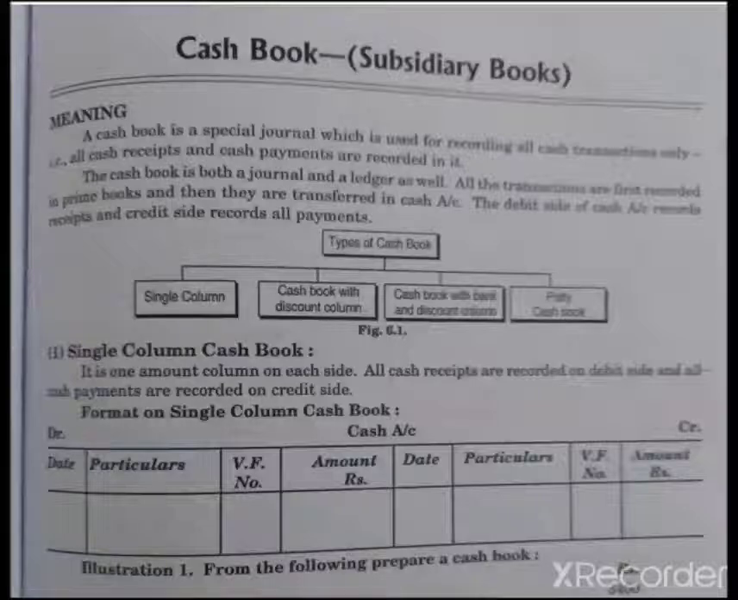So cash book means what? Cash book is a special kind of journal in which all the cash transactions, only cash related transactions, will be entered. All the cash receipts and payments will be entered.